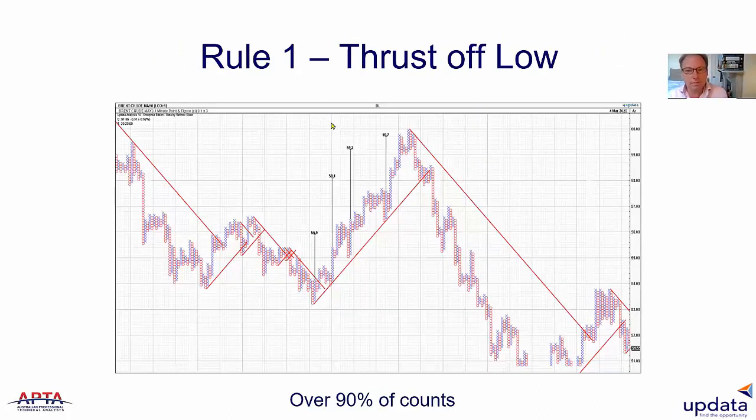So rule 1, this is the thrust off a low. So these are all thrusts off lows. Here, this is Brent crude, crude oil. So thrust off a low, another thrust off a low, another thrust off a low, and these are generating all the targets. So over 90% of targets.